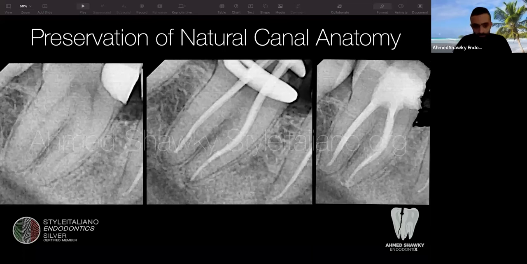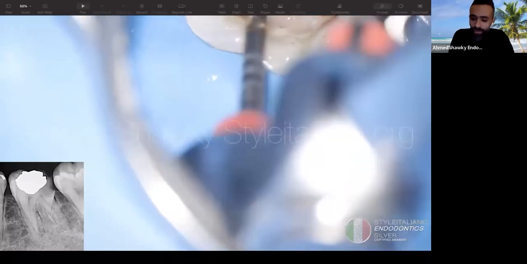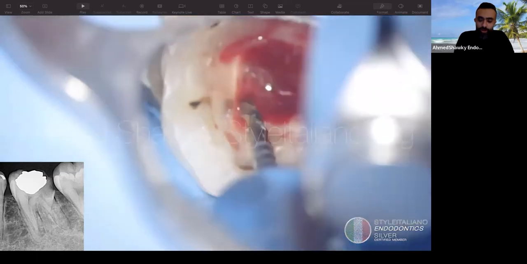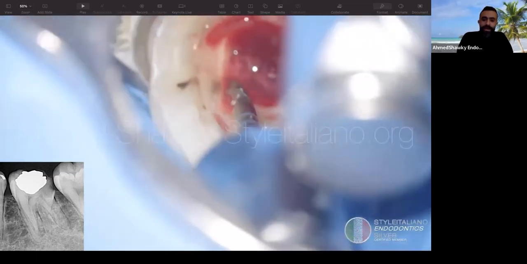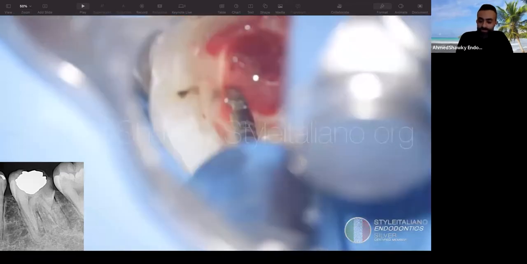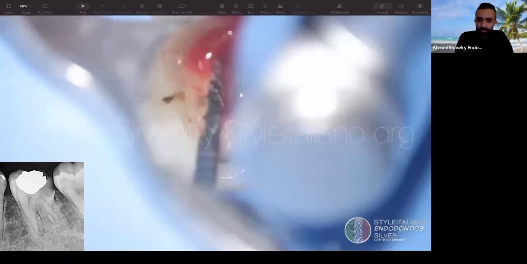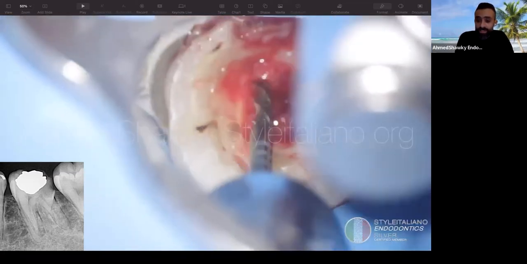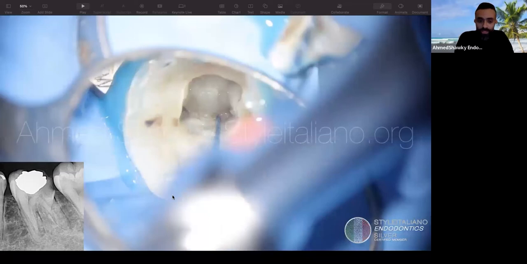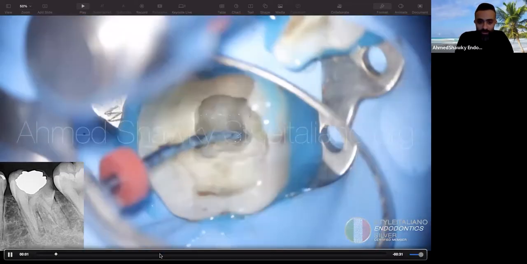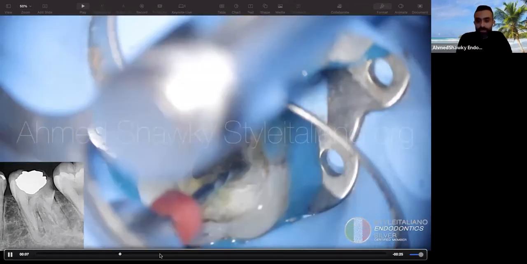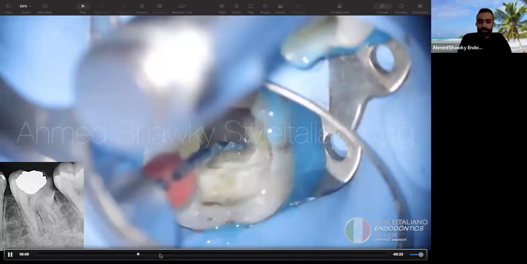What do I need more? I only need MG3 blue. This is the case that we discussed in the beginning with a pre-flaring using the MG3 gold 2506. I felt comfortable to cut more aggressively with the 2506 MG3 gold, and then I completed the case with the blue. Like I showed you before, this is a repeated video, but now you understand the advantage of the step down pressureless preparation.